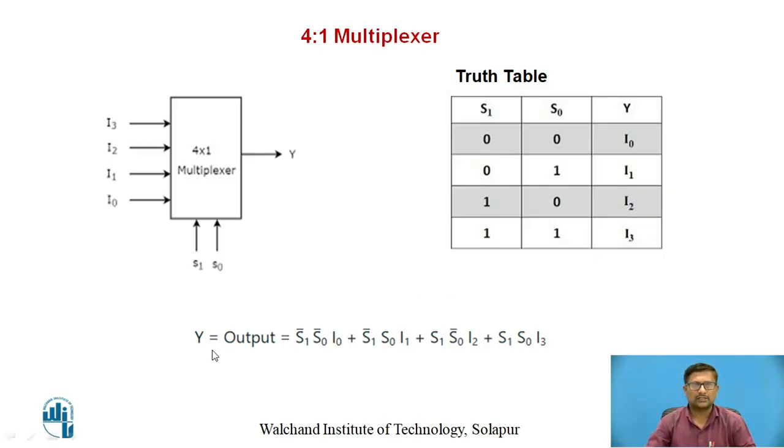Y is equal to S1 bar dot S0 bar dot I0 plus S1 bar dot S0 dot I1 plus S1 dot S0 bar dot I2 plus S1 dot S0 dot I3. So this is the Boolean expression of Y, the output.